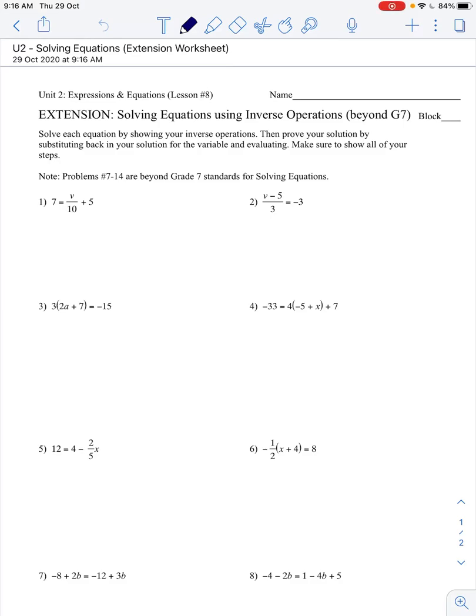If you're watching this, you decided to make an attempt on some of the extension work, so that's great. So what I'm going to do is just go through a couple of these problems. The idea behind solving these is really the same as what we've been doing in class. There's just a few more steps involved. So I'm going to start with number 4, okay? And I think I'm going to do 2 or 3 of these problems just to kind of get you started.